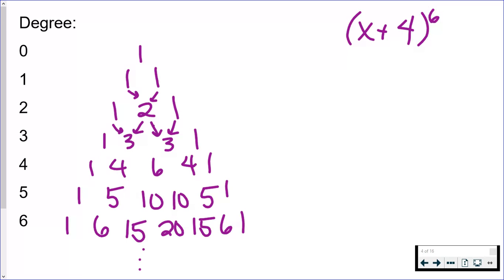So this would be an example of something that I can use the binomial theorem on to expand it. Instead of doing x plus 4 multiplied by itself 6 times, that would take you forever. So Pascal's triangle is a shortcut in doing this. But for this video, I was just demonstrating how to write out the triangle. I will demonstrate examples where I actually use it in other videos.